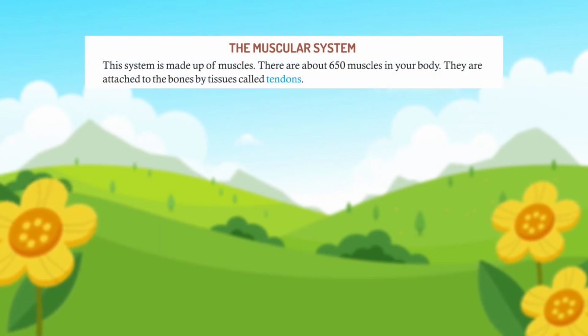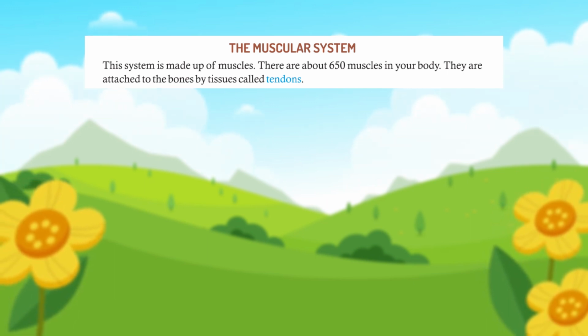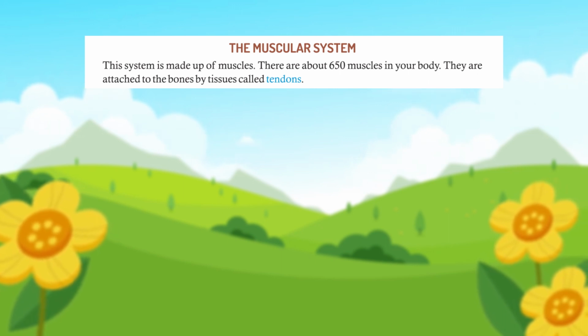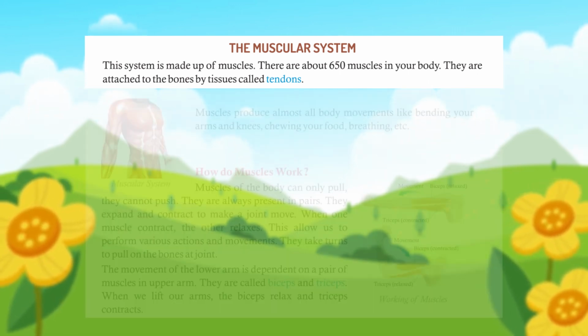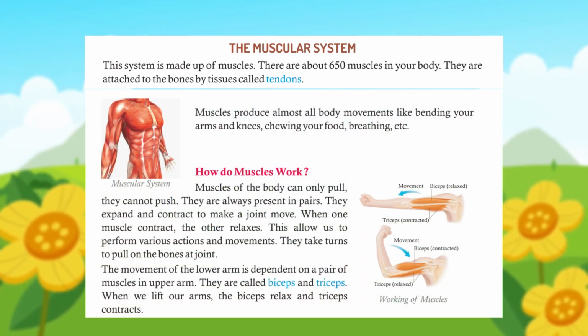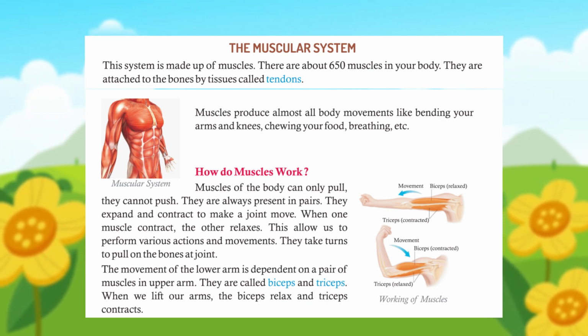The muscular system. This system is made up of muscles. There are about 650 muscles in your body. They are attached to the bones by tissues called tendons. Muscles produce almost all body movements like bending your arms and knees, chewing your food, breathing, etc.